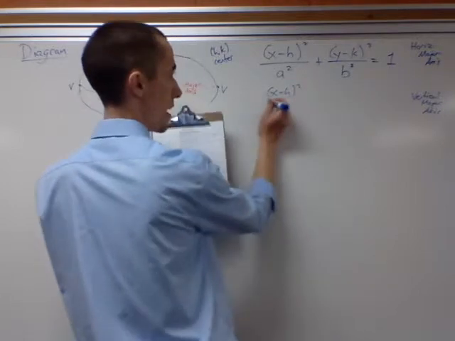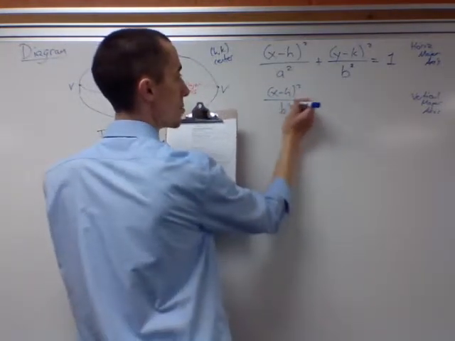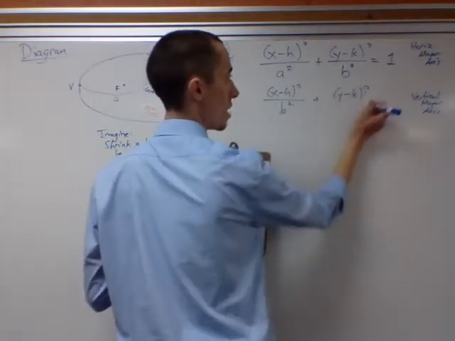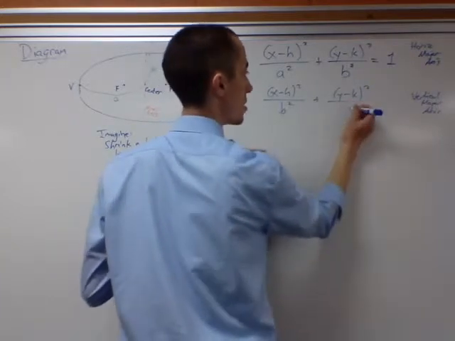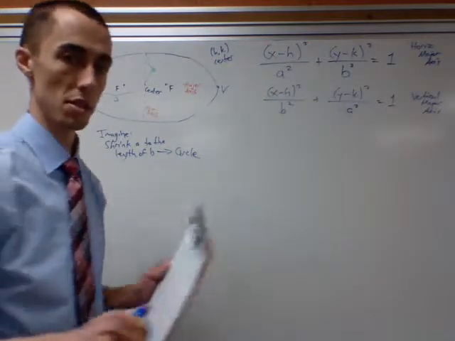We're still going to have x minus h squared, but in the denominator we're going to have b squared. We'll still have y minus k squared, and in the denominator we'll have a squared. And the right side will still equal 1.